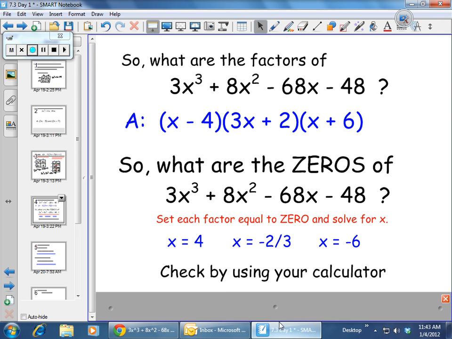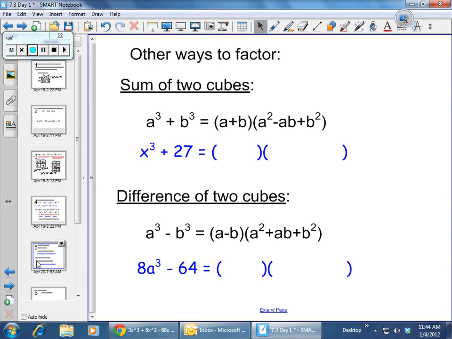Okay. So I want to make sure we understand that the factors are what you multiply to get to that polynomial, and that also gives you the zeros. Okay, a couple other ways to factor things. We've talked about factoring a lot, especially with just a quadratic. But there's some other special types of factoring. One is if you have two cube numbers that are added together, so the sum of two cubes. And this is just a formula you're going to have to get familiar with.